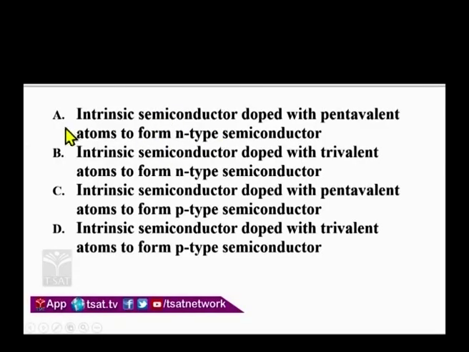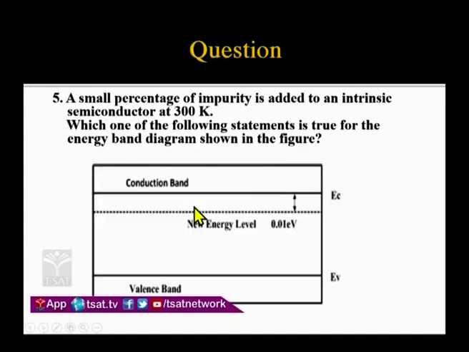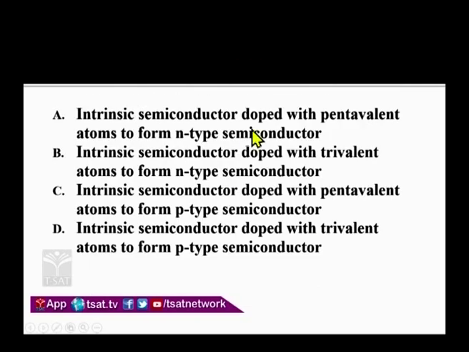The answer is A, because the new energy level is near to the conduction band, right? That means you are adding pentavalent impurity. When you add pentavalent impurity, the semiconductor formed will be N-type. So the answer is A.